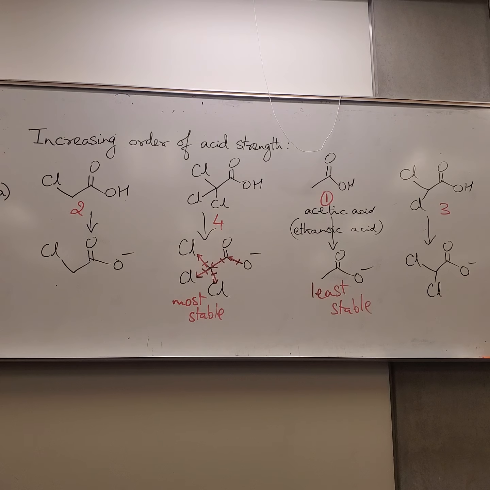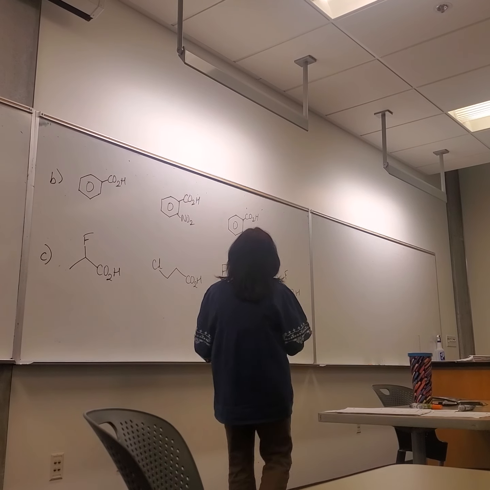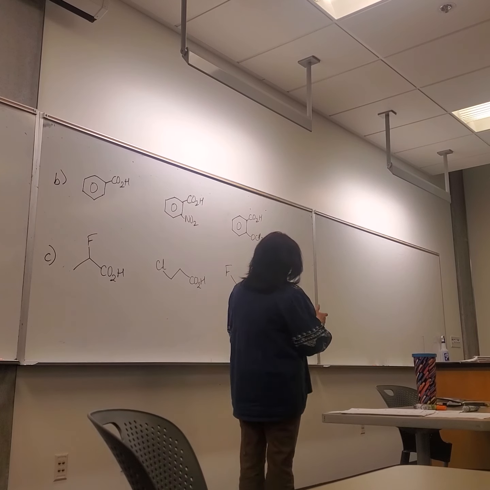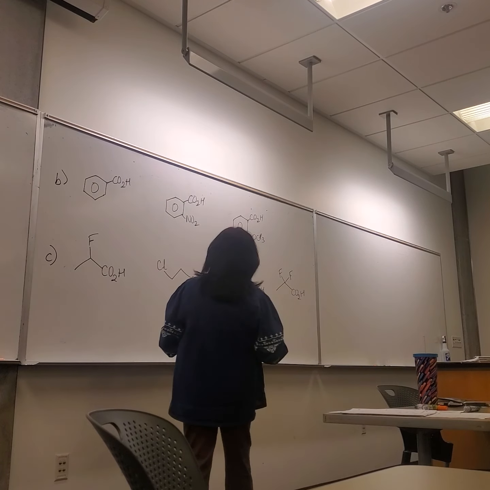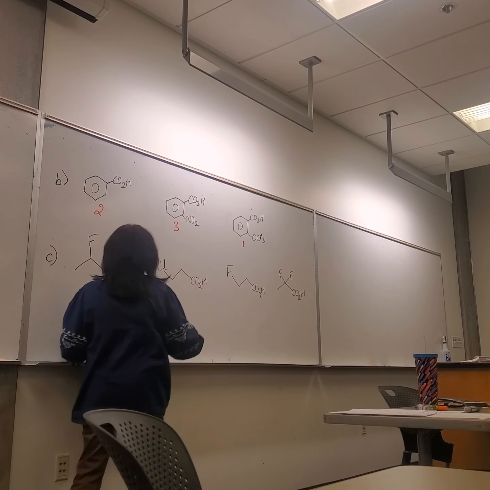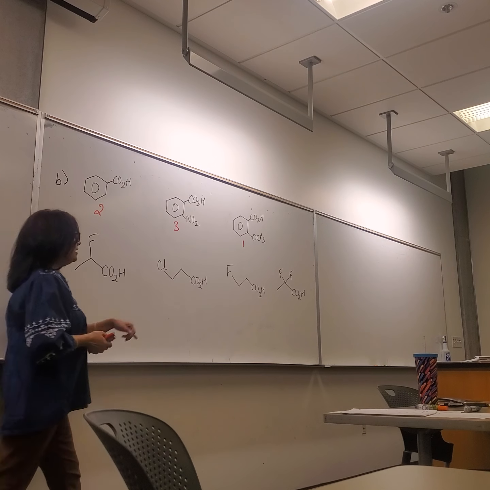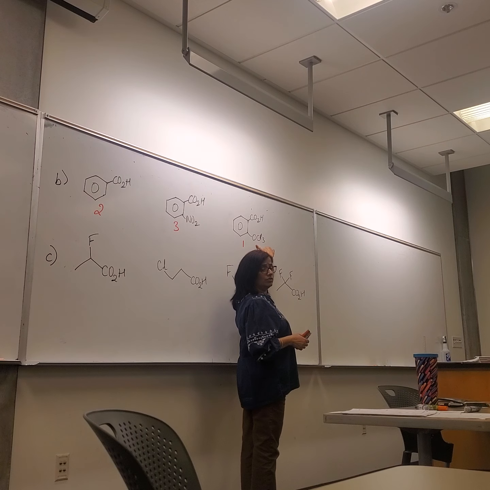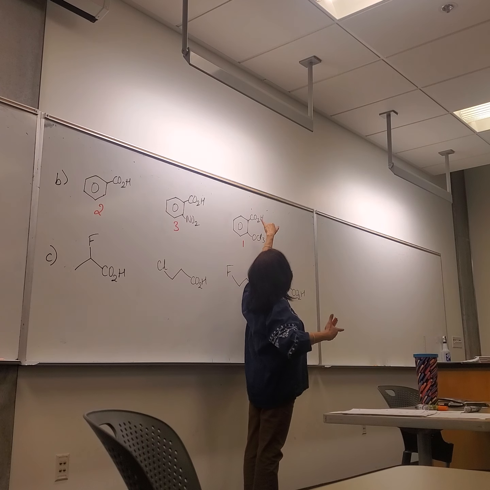Okay, what about that one? The third one. What do you want to call it? Weakest? Okay, and then number 2 and number 3, the only one left. You all agree? Because again, that's an electron donating group. So what is that going to do to the conjugate base? That's an electron donating group, it's going to give electron density.